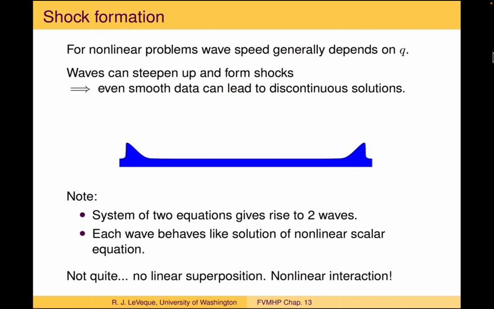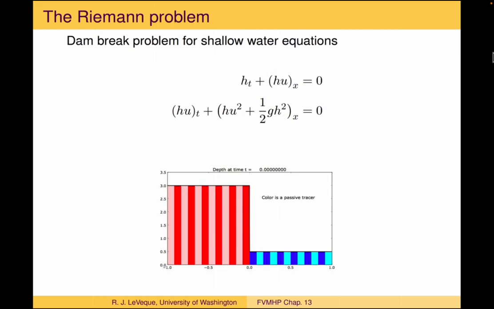So it's similar to the scalar case, except there's two distinct families, and they can also interact with each other. So again, we'll simplify things by looking at the Riemann problem as a first example, and concentrate a lot on how to look at shock waves in the context of Riemann problems in this lecture. For the shallow water equations, one particular Riemann problem is what's called the dam break problem.